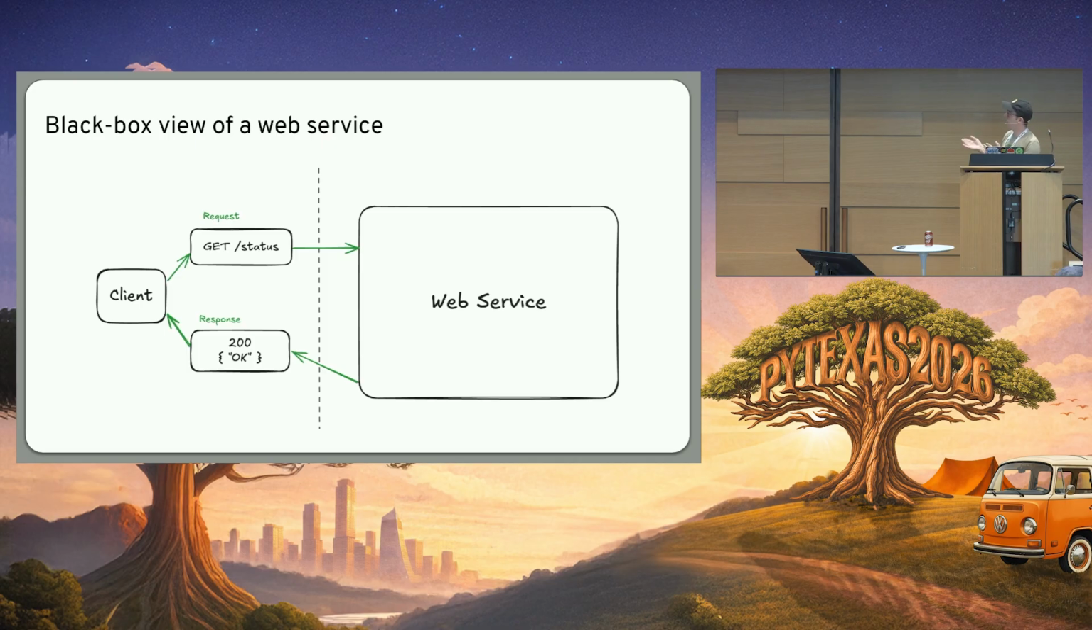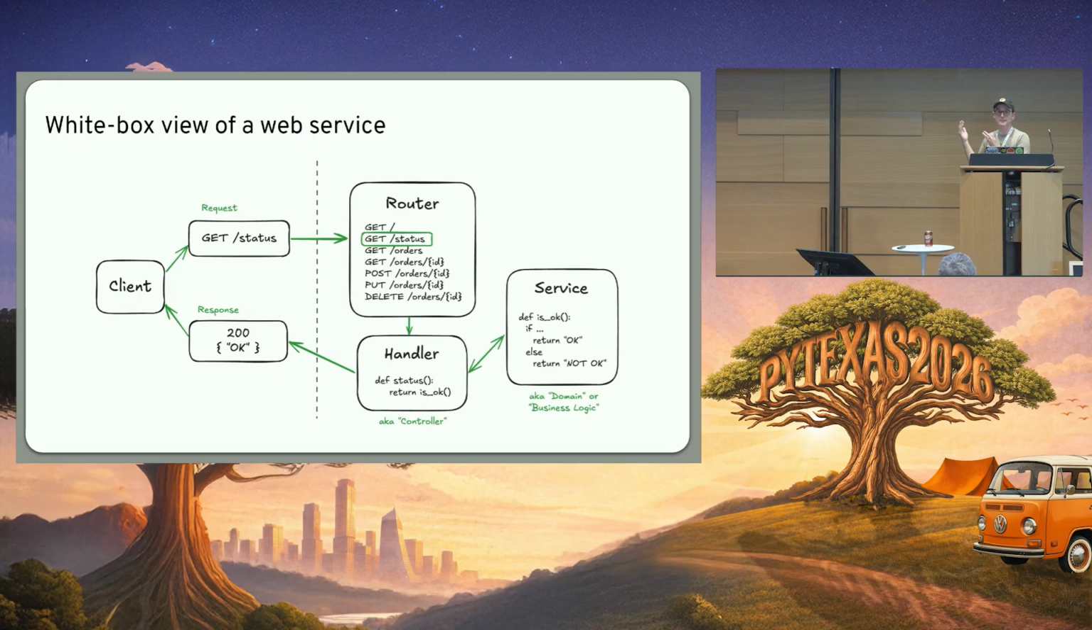But web services aren't black boxes. There's a lot of stuff actually going on inside of the web service. Oh, cool. So what's inside a web service? Well, first of all, we have a router. The router receives the requests coming in from the outside and ties them together to be like, oh, you made a get status request. Let me look that up in my table of all the things I could possibly do on my web service. Boom, gotcha.